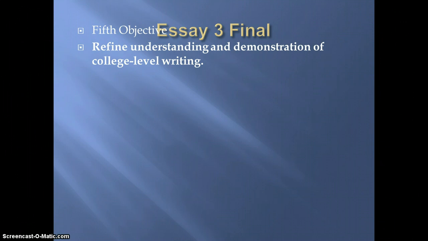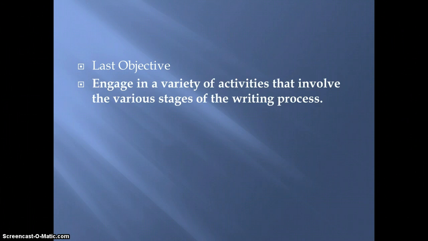Throughout the essay, I needed feedback to improve it, and after getting feedback from peer review and Dr. Paul, I was able to refine my thinking of college-level writing by going through the drafts over and over again to get my thoughts and ideas onto paper for others to read. The last objective I achieved was to engage in a variety of activities that involve various stages of the writing process. In this class, we had a total of 3 essays, and for me, 9 drafts, all with different topics and skill sets, which show that I went through many activities that involve college-level writing.